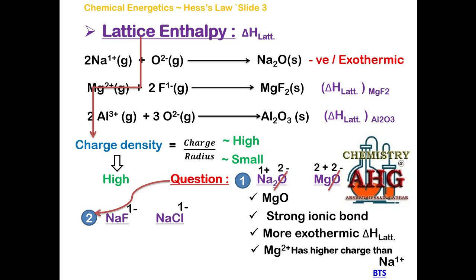When fluorine is small in radius, fluoride would have high charge density. So where do you expect a strong ionic bond? In the case of sodium fluoride. So what will be the answer to this question? While writing your answer, you can say sodium fluoride has a strong ionic bond, more exothermic lattice enthalpy, since the fluoride ion has high charge density. Why does it have high charge density? Due to its small radius. You can see in this answer I have not mentioned the charge, since the charge is identical, so you can ignore it.